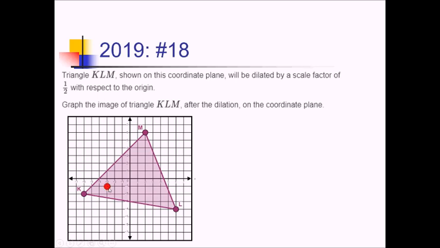So that's going to be K prime. There's the image of K. And now let's see, L, that's 6 away in the other direction and 2 down. So we want to go right 3. And it was down 4 originally, so we want to be down 2, I should say there. Yep, there we go. And then M, that's 2 to the right and 6 up. So we want to instead go 1 to the right and only 3 up, multiplying each dimension by 1/2. And then just connect the dots.